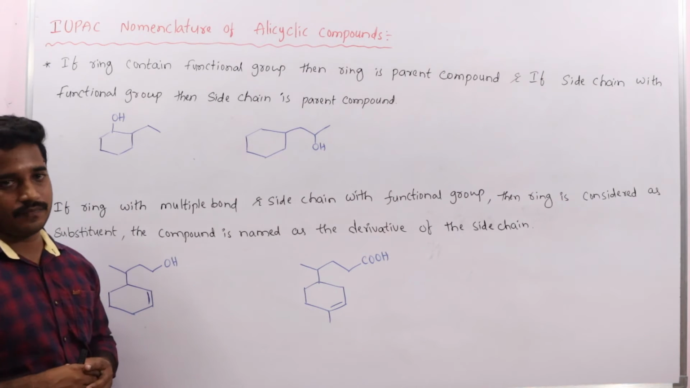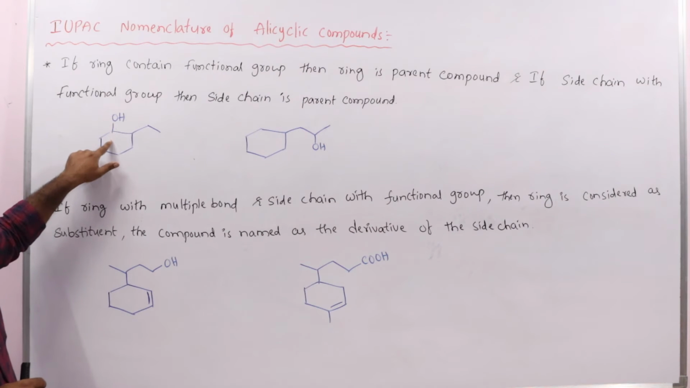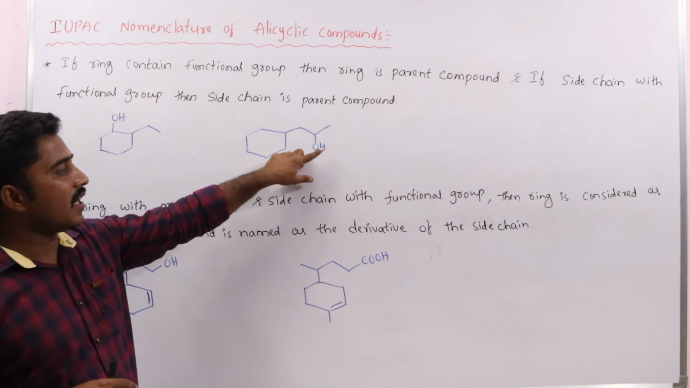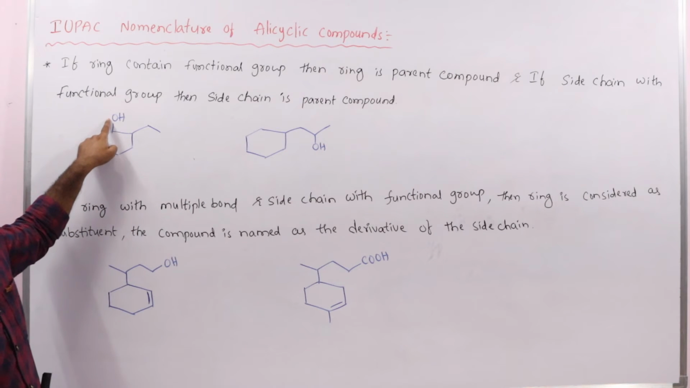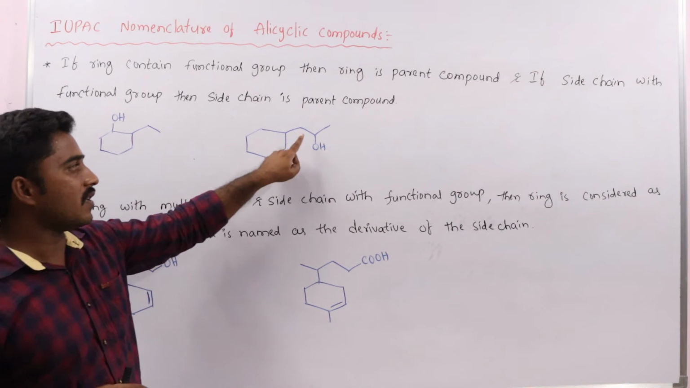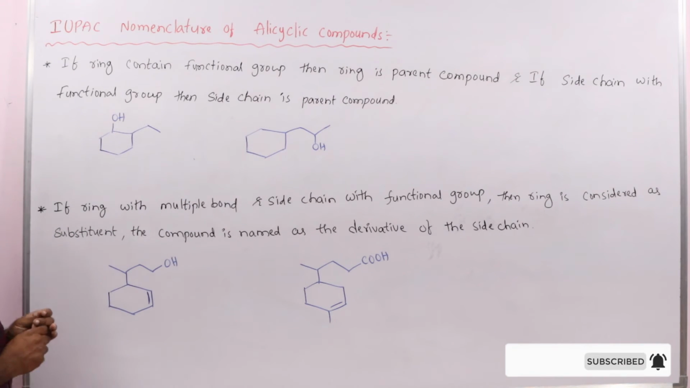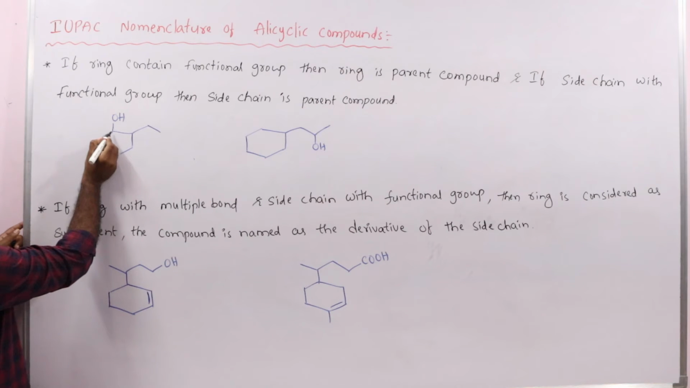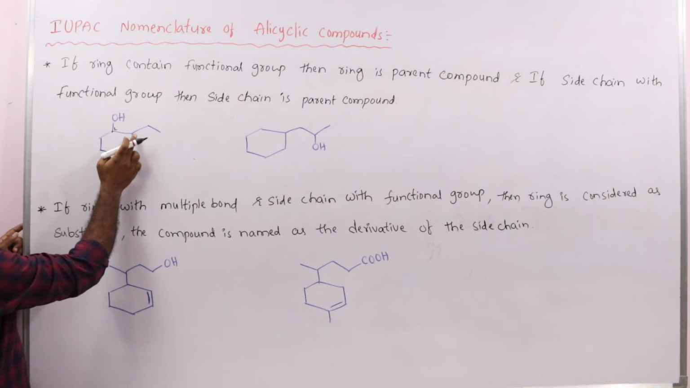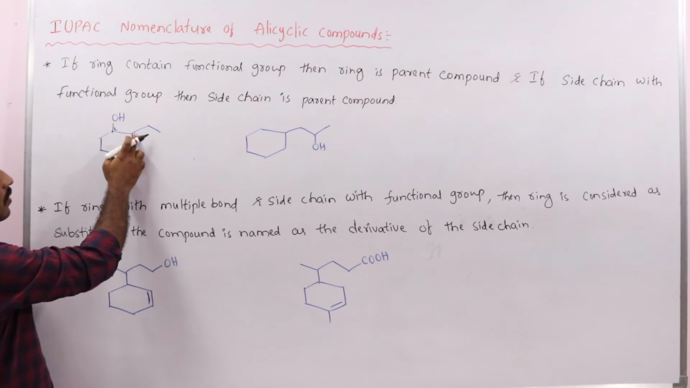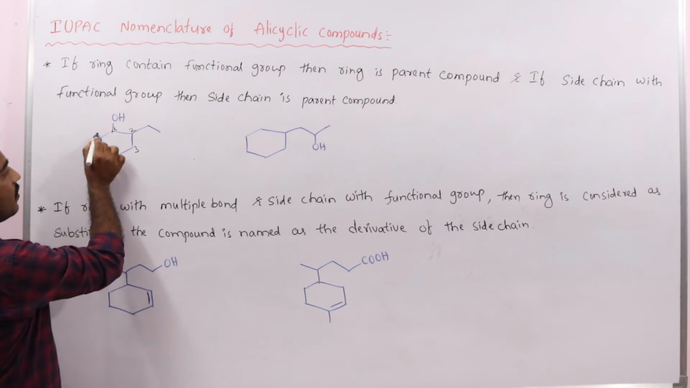Let us see the next rules. When the ring contains the functional group, the ring is the parent compound. When the side chain contains the functional group, the side chain is the parent compound. When ring with functional group, ring is the parent compound. When side chain with functional group, side chain is the parent compound. So let us write the names here. Always the functional group containing carbon should get the first number, 1, then 2. So this carbon should get the number 2 because here a substituent is there, an ethyl substituent. Then 3, 4, 5, 6.